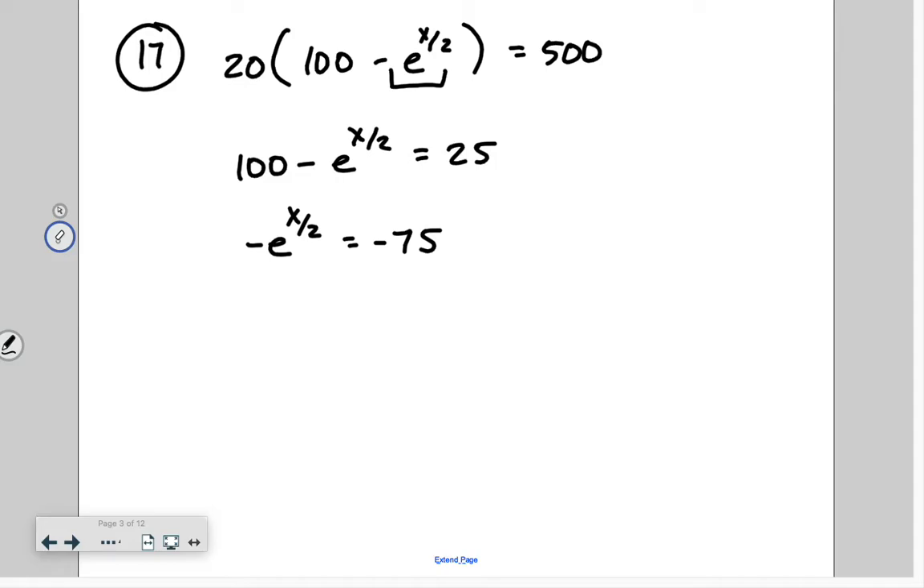Now, we still don't quite have the base. There's still a -1 sitting out there, which means if I divide or multiply by a -1, it becomes positive. So there was step number 1 right there. Get the base by itself.